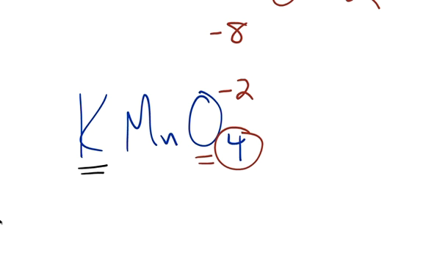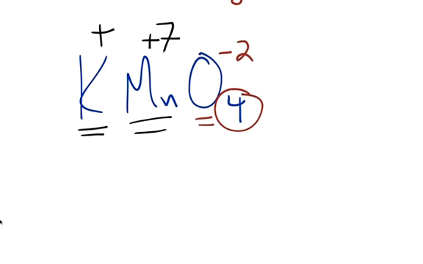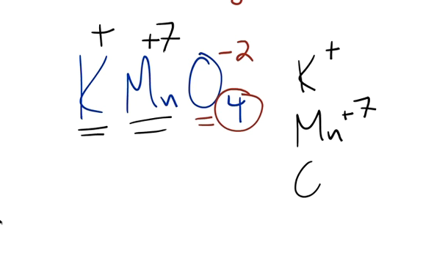I'm going to go over to my other side, potassium. Potassium is in the first column on the periodic table, so it will be +1. That's going to leave the charge of my manganese at a +7, which is odd, but it's possible. So my oxidation states here are potassium, +1, manganese, +7, and oxygen, -2. That is the process we go through.